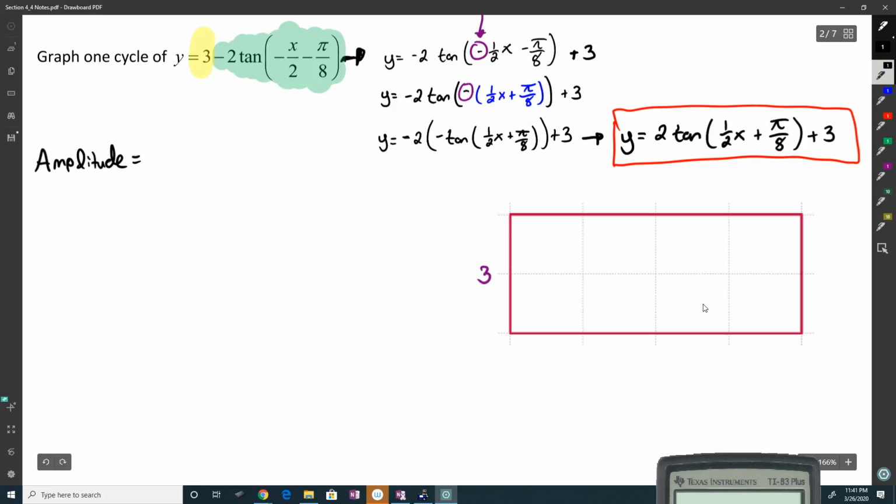Amplitude is equal to 3. But we're going to get this and we're going to go, sorry, the amplitude's not 3, the amplitude is 2. I'm just screwing up all over the place. So my amplitude is 2, but the shift is 3.